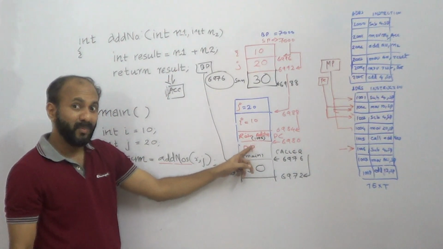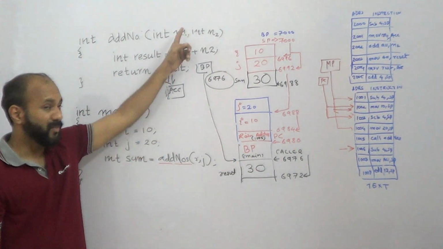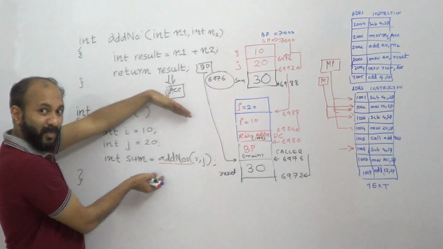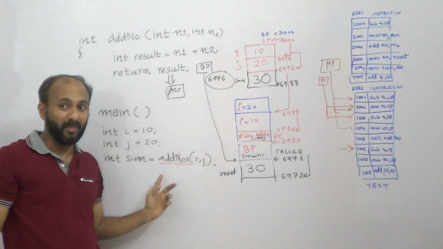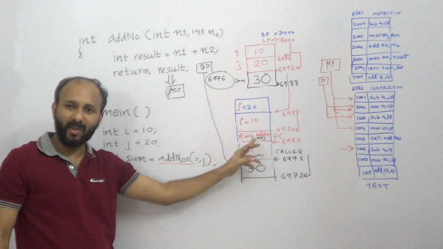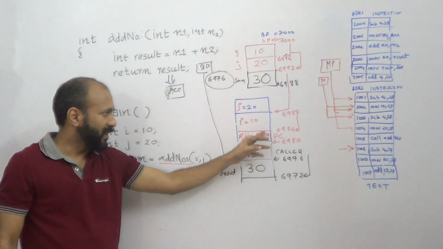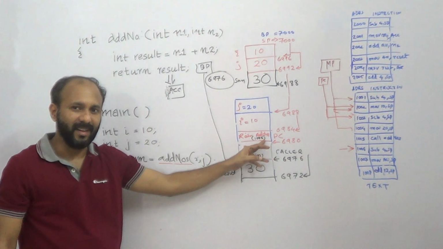Then whenever we move from one function context to another function, that function's base pointer also has to be pushed. Otherwise we don't know how to refer to the variables. So the base pointer also got copied. Now it can come back with the help of this return address.